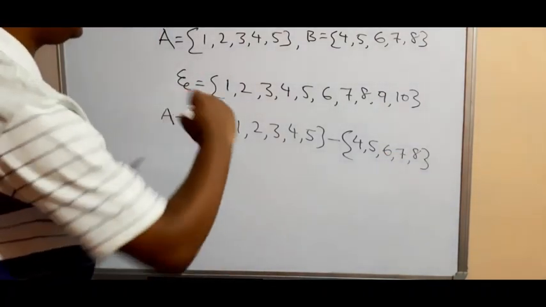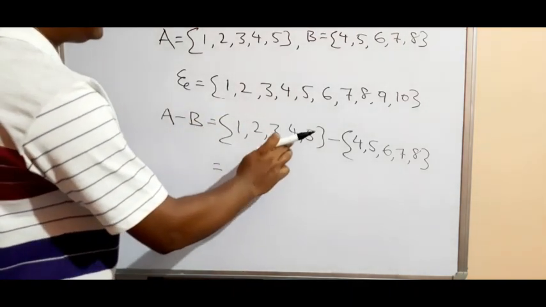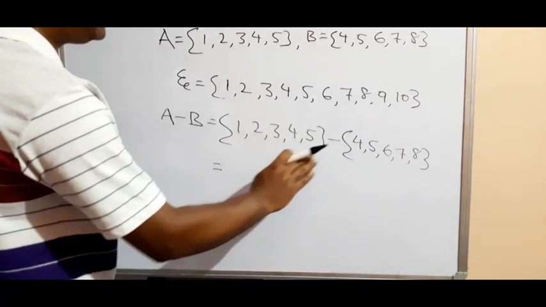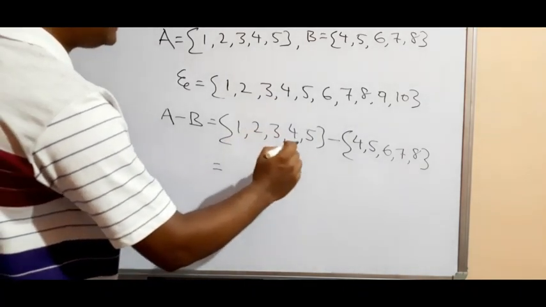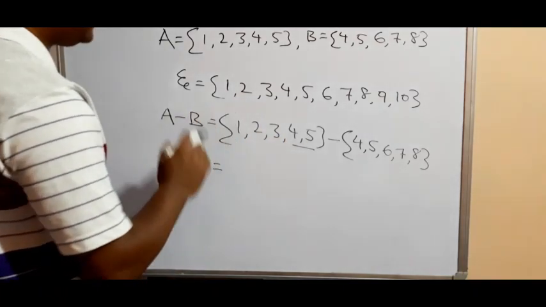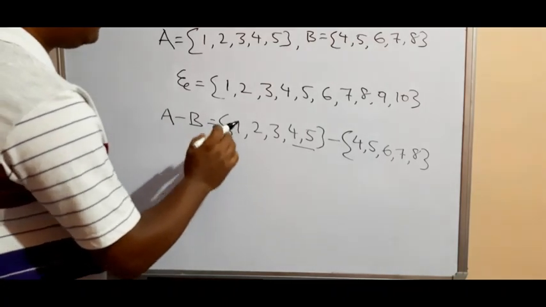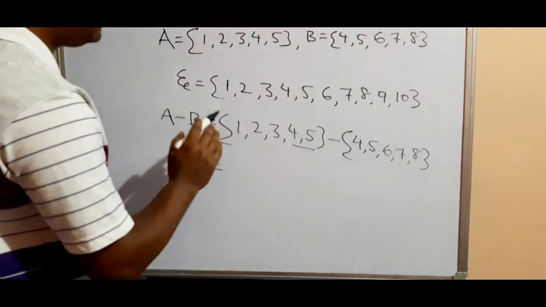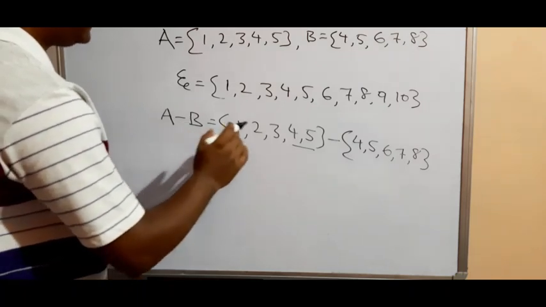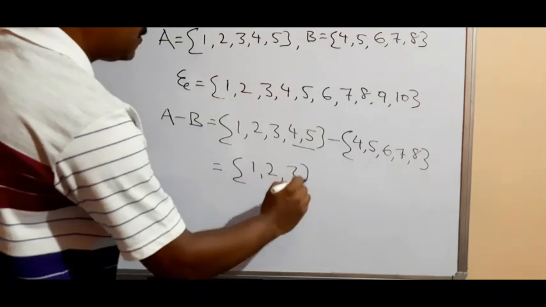So in difference, what will we do? The common elements, which are 4 and 5, you leave. Between the two sets, the common elements 4, 5 you leave. So what elements are left in the first set, set A? 1, 2, 3. So that is the answer for the difference of two sets, A minus B. The answer is 1, 2, 3.